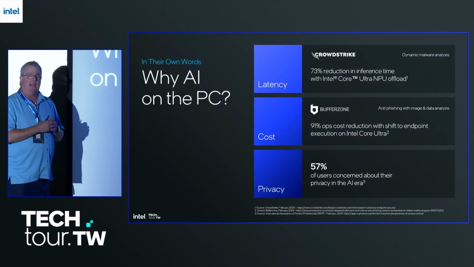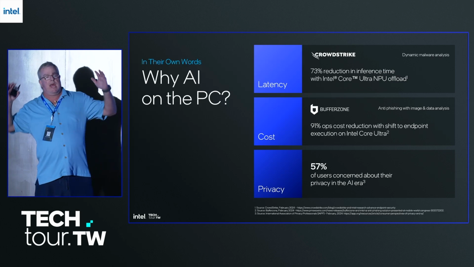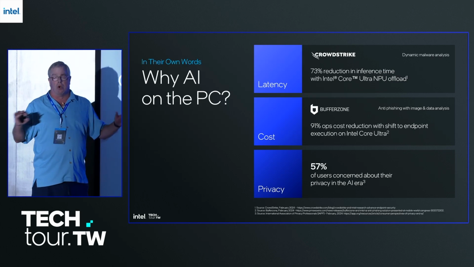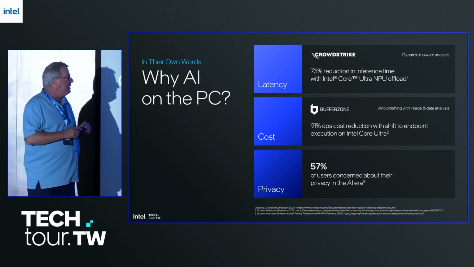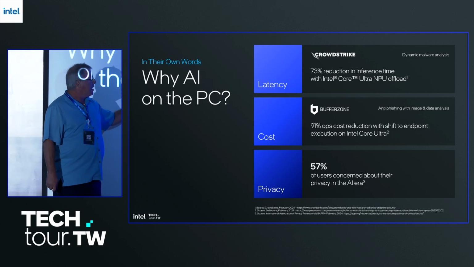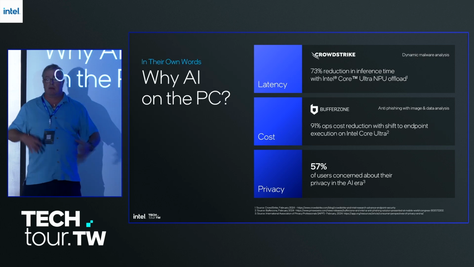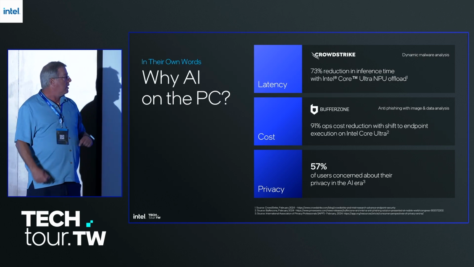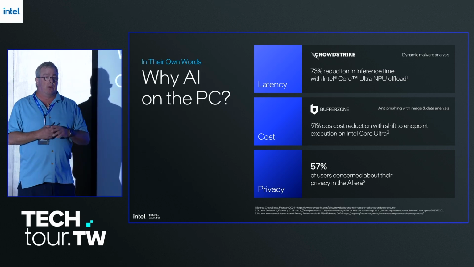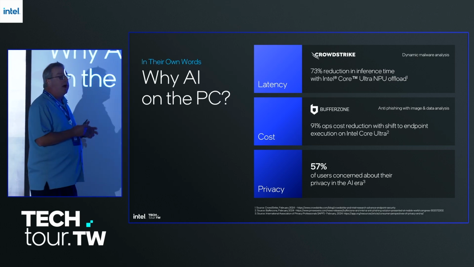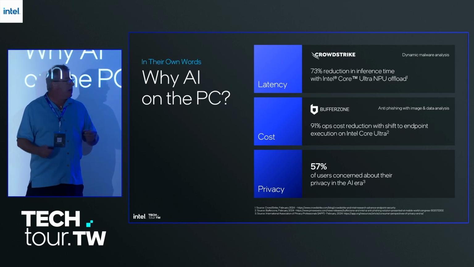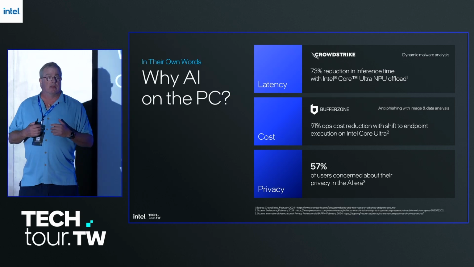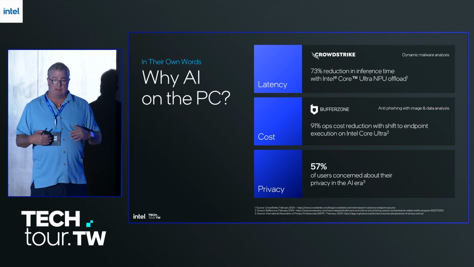So why a PC? Right, some people are saying AI is a cloud thing, it's not a PC thing. You could not be more wrong, actually. AI on a PC is important because of primarily three things. You can get lower latency on a PC because the inference is happening on a hardware accelerated platform local. One example is CrowdStrike, which is a dynamic malware detection tool. It is running 73% faster now using NPU accelerated inference on the client PC.